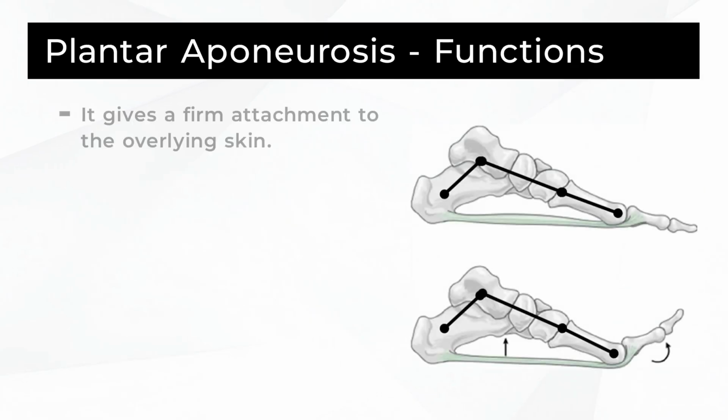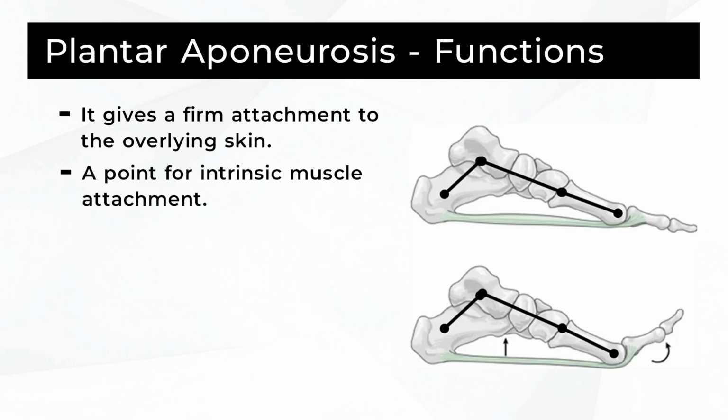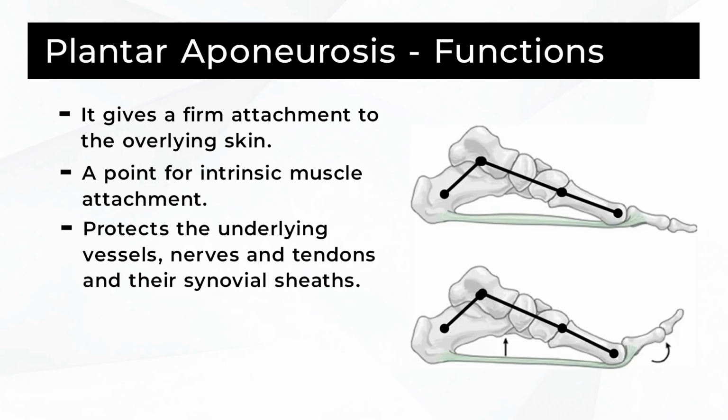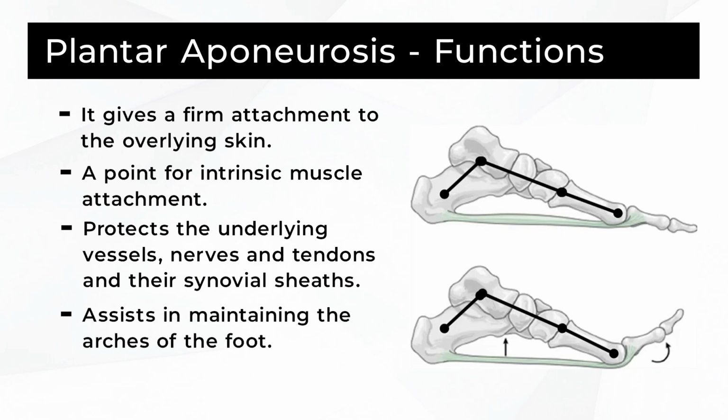The plantar aponeurosis gives a firm attachment to the overlying skin and stabilizes the foot on walking. It serves as a surface for the attachment of the intrinsic muscles of the foot. It protects the underlying soft tissues like vessels, nerves, and tendons. It assists in maintaining the arches of the foot.